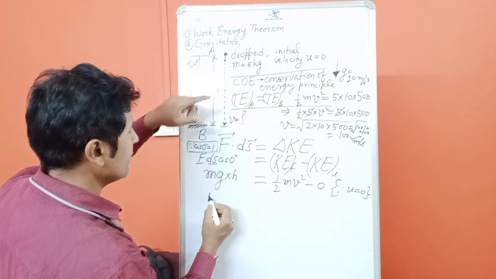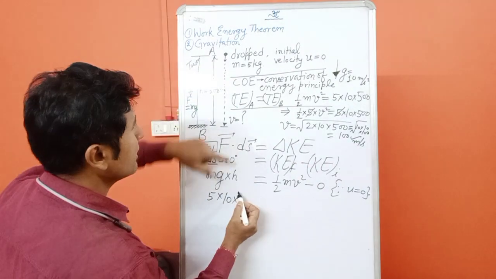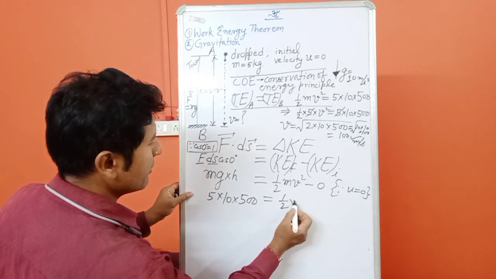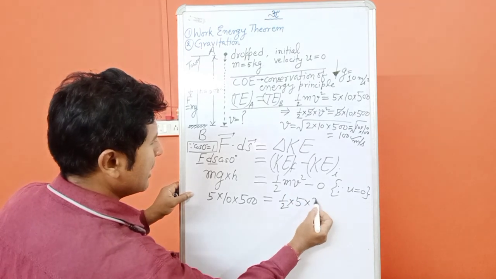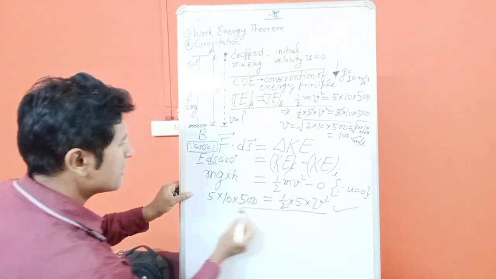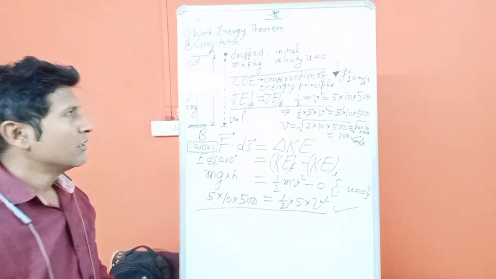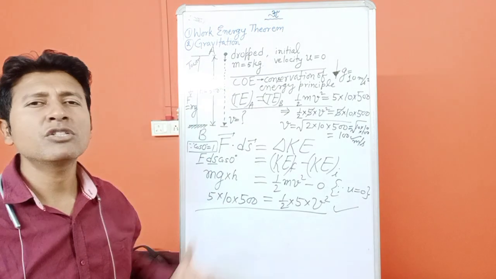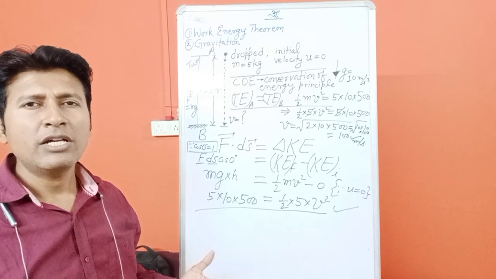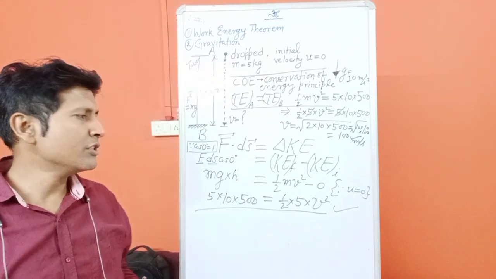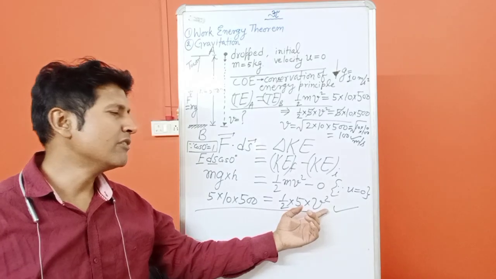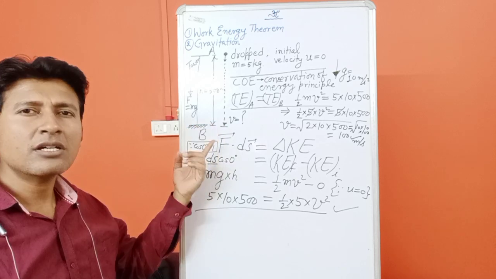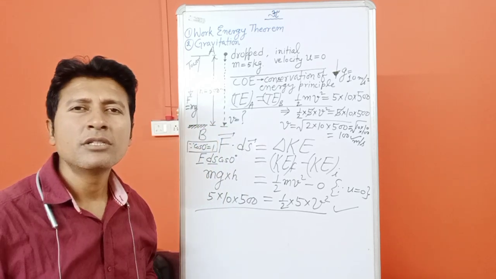So finally, what is the value of m? Again 5, then g, then 10, then h. H is 500, right? And this is what? Half, then m is 5, and then v square. So finally we got the same equation. Are you getting? So as I told you, the work energy theorem is nothing but the application of the conservation of energy principle. Are you getting? So the universal law is the conservation of energy principle, right? So finally you will get the same value of velocity at the time the body hits the ground. Okay, I hope you must have understood this.